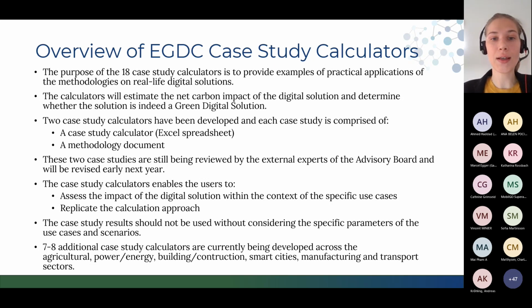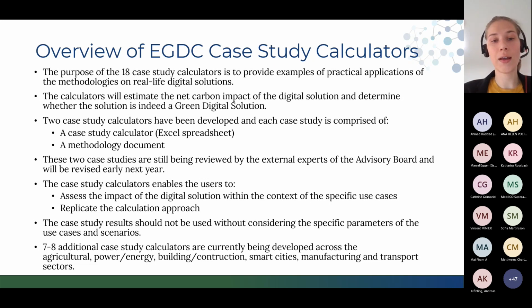So far, we've developed 2 case study calculators, which we will share with you today. And each of these case studies is comprised of 2 parts. So a case study calculator, which is essentially an Excel spreadsheet showing the results of the calculations, and also a methodology document, which outlines the calculation approach, any assumptions made, the data sources used, and essentially provides further transparency around this process. And a very important note is that the calculators we're sharing with you today are currently still being reviewed by external experts from our advisory board, and they will be revised early next year.